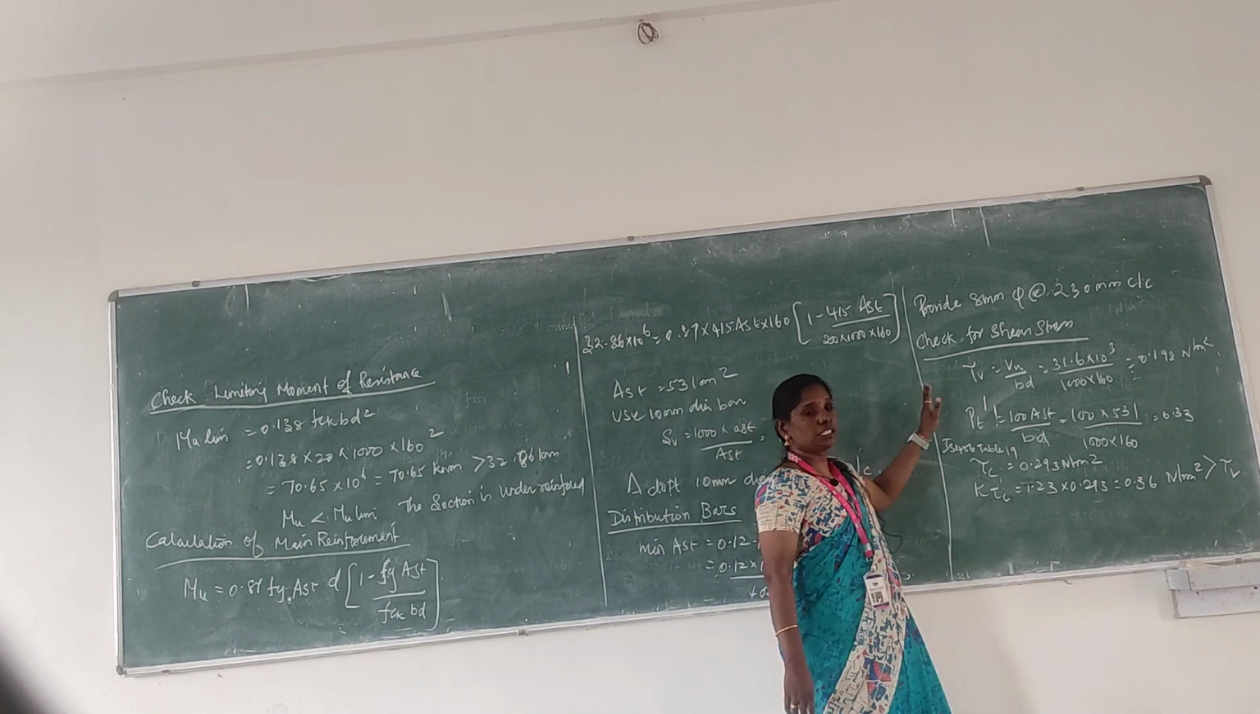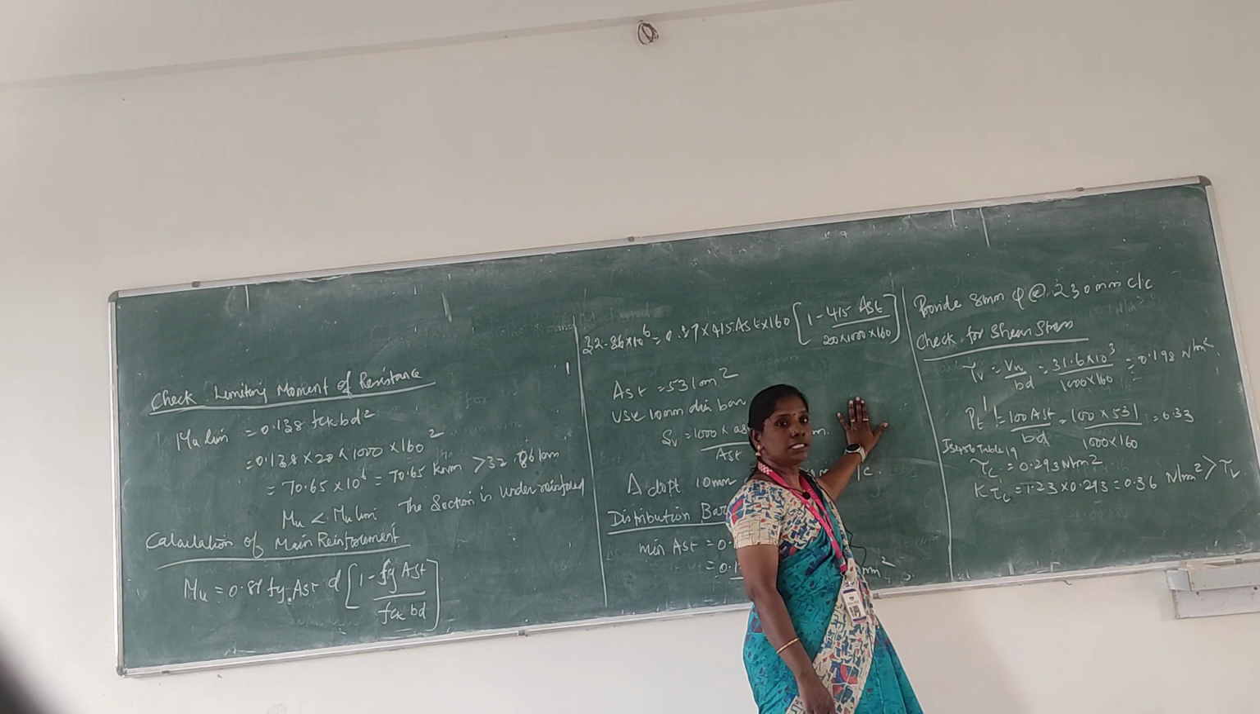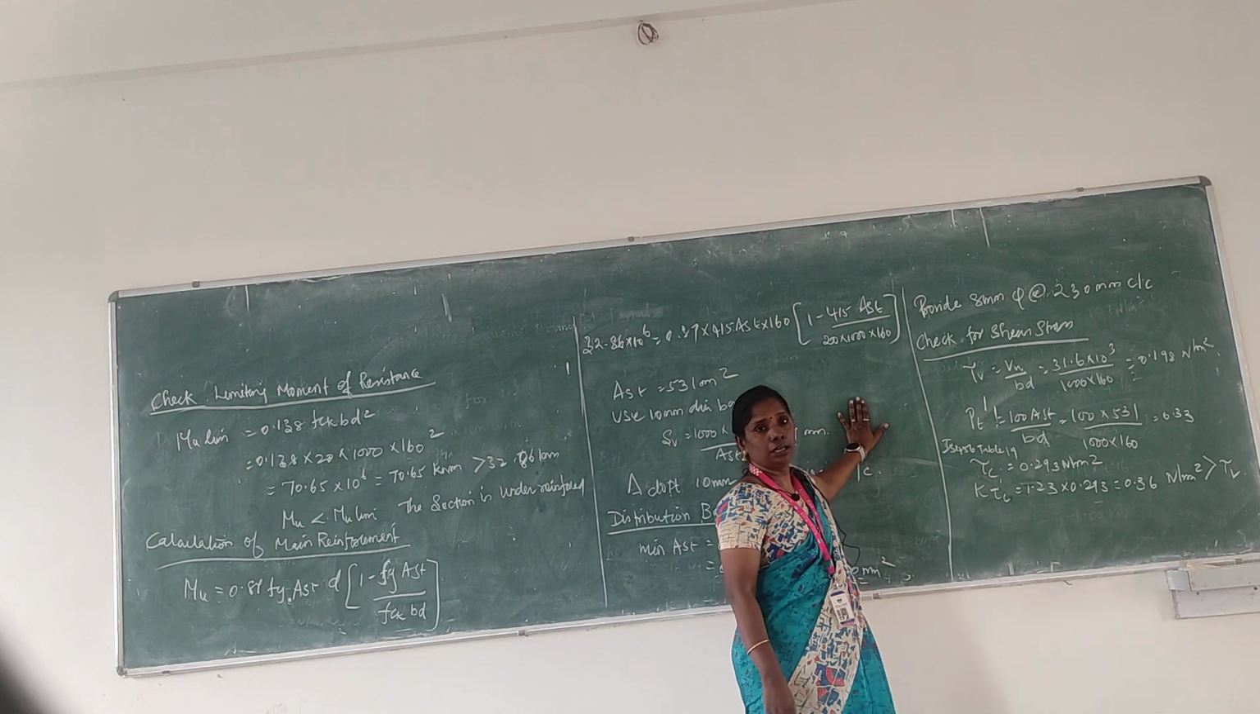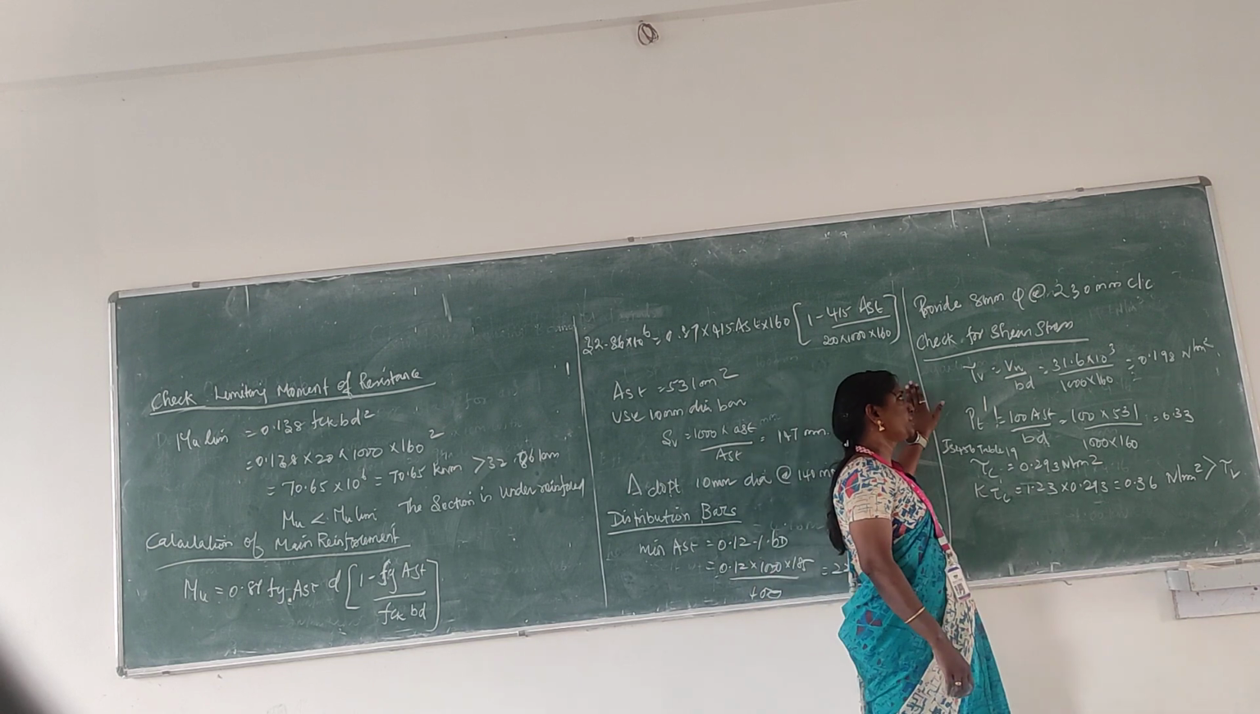Next we go for a check for shear. Okay, we calculated all the reinforcement. Now we are going for checking. There are two kinds of checking in a one way slab. One is shear, another one is deflection. First we go for the shear stress.